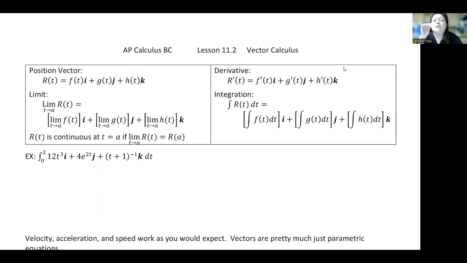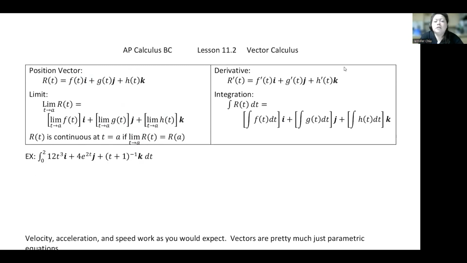Okay, now this lesson is on 11.2, vector calculus. A vector is another way to look at motion, and it has direction and magnitude. Yes, kind of like the cartoon Despicable Me. So we are talking about three-dimensional here because we have i, j, and k. If it's two-dimensional, it's just i and j, right? So it has two variables, kind of like parametrics, to give us the motion of the particle.